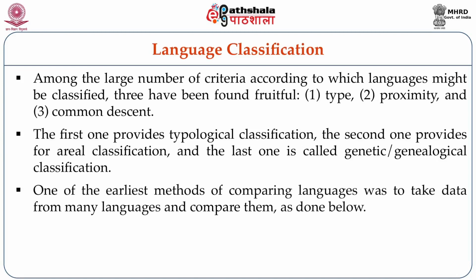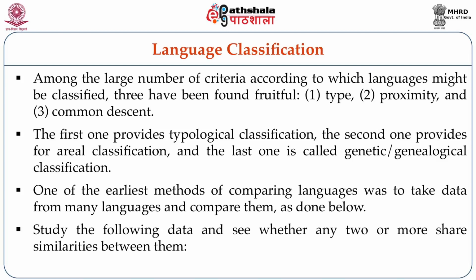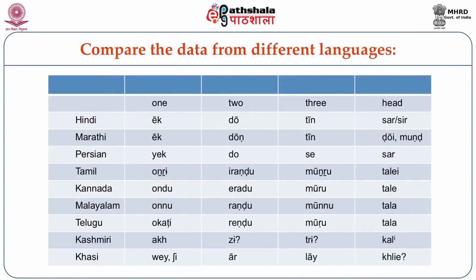One of the earliest methods of comparing languages was to take data from many languages and compare them, and some data has been provided in this particular module. Study the following data and see whether any two or more share similarities between them. This is the first exercise to identify if any two or more languages are similar or not. We are looking at form similarity and meaning similarity. In fact, when forms are taken, we take them based on a meaning. That is, a meaning identicalness should be there. Then only we can continue with that.